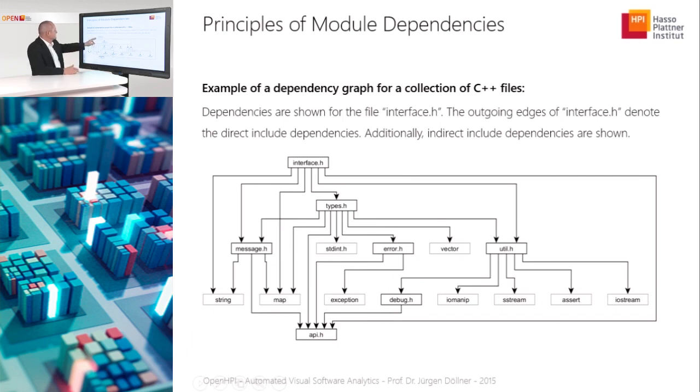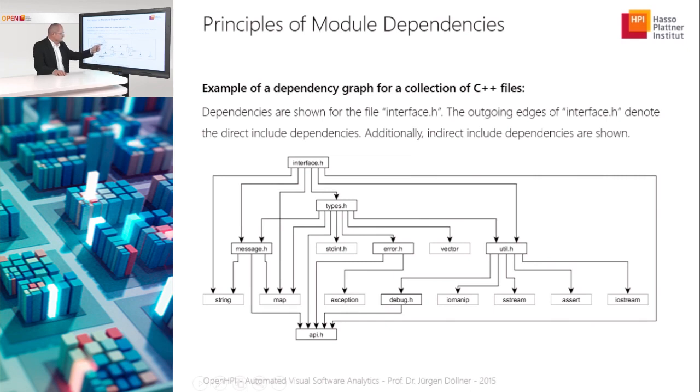It's about the interface header file. And in this graph, we see all include relations from the perspective of the header file interface. So interface includes, for example, string, includes message, includes util, etc. So these relations are so-called direct includes because interface directly requires these interfaces of other classes.